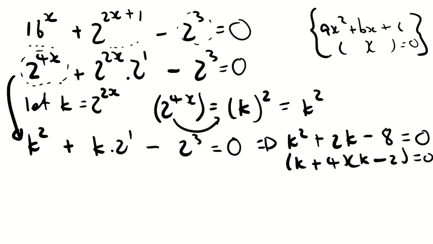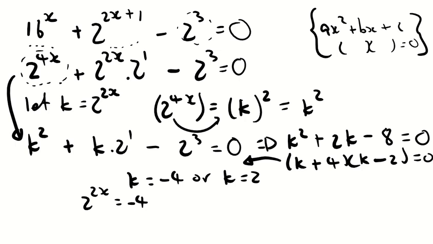So here we're going to have k is equal to negative 4 or k is equal to 2. So basically I'm taking these and writing them here. And now we know that k is 2 to the power of 2x, right? 2 to the power of 2x is going to be negative 4. No solution for this one. You can't substitute a value in the exponent in such a way that you get a value that's negative. That doesn't make sense.